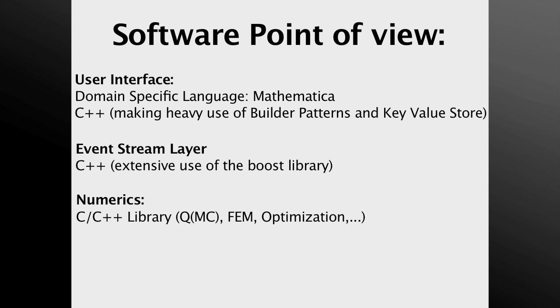We have built our Mathematica interface on top of a C++ interface. This is making heavy use of builder patterns and key value stores. Our whole new UnRisk is built on these key value stores to store all information in so-called property lists. Then we have the event stream layer. This is C++, where we make extensive use of the Boost library and all sorts of templating and some quite heavy C++ stuff. And then we have the numerics layer.